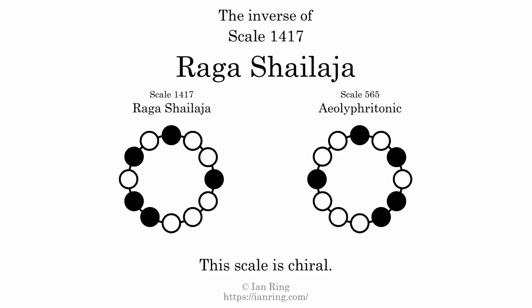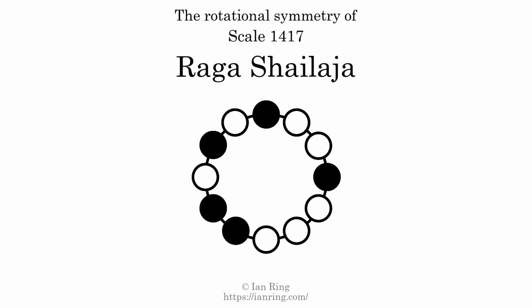The inverse of a scale is a mirror image. It is what you get when the sequence of intervals is reversed. The inverse of this scale is scale 565, also known as the olophontonic. This scale is chiral. It cannot transform into its inverse by rotational transformation. This scale has no rotational symmetry.